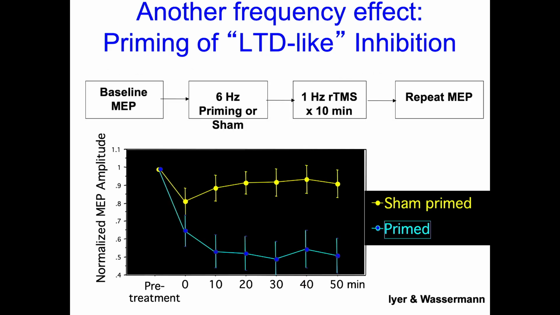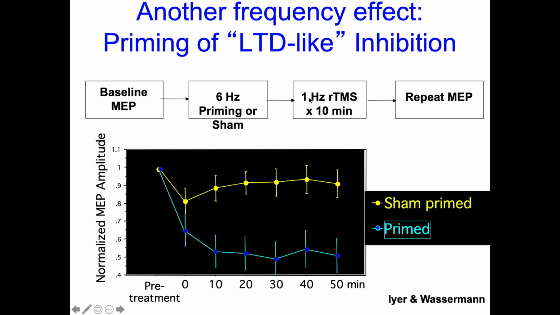You can look at this in another way. Remember the protocol I showed you with the waveforms, where we do a motor evoked potential, which is the response of a target muscle when I stimulate motor cortex. I look at the average MEP, and then I stimulate, and then look at the motor evoked potential again, so I'm looking at pre-post changes in that response to stimulation of motor cortex.